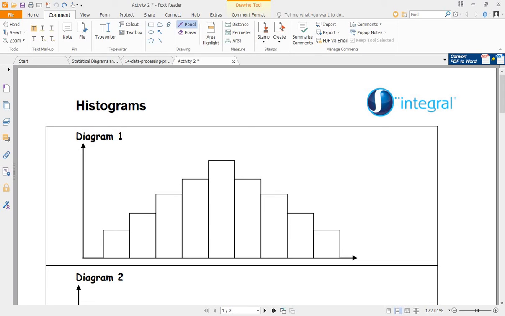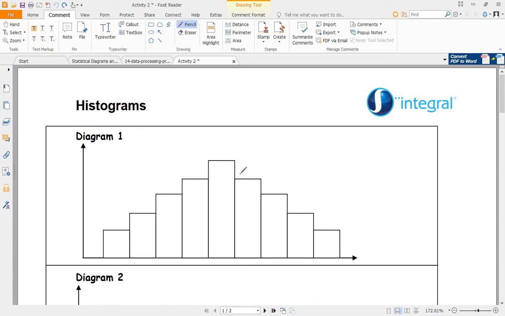I'm just going to talk briefly about skewness. So here we have some histograms. Remember, the area of the bar represents the frequency, but when we've got equal class widths, it doesn't really differ from a bar chart in terms of shape.